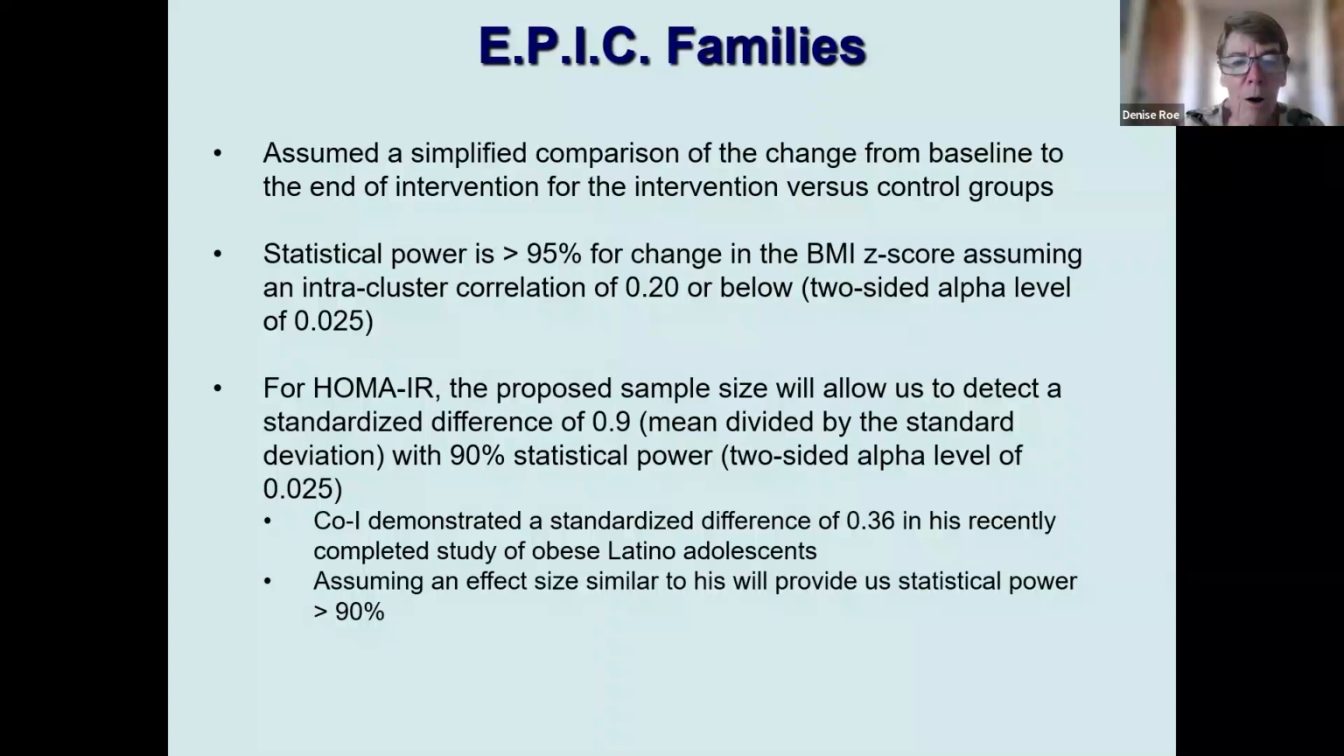For HOMA-IR, we needed a standardized difference of 0.9 with 90% statistical power. And we had a co-investigator who demonstrated a difference of 0.36 in obese Latino adolescents. So if we assumed a similar effect size, we would get greater than 90% statistical power.